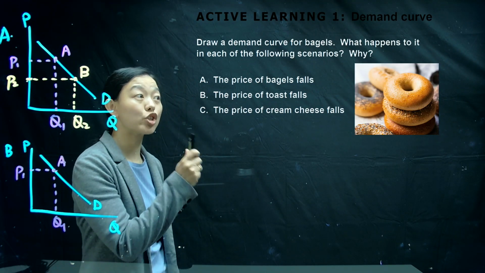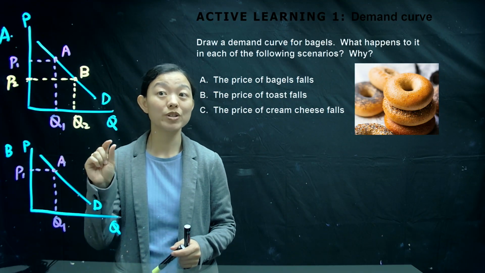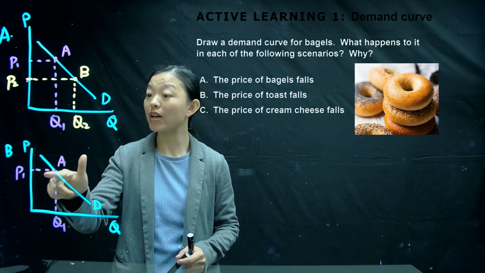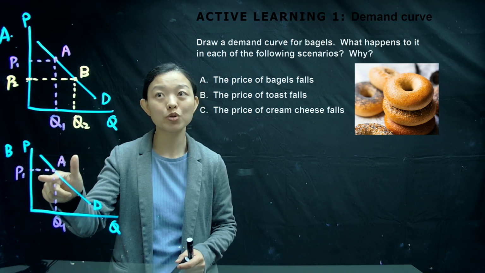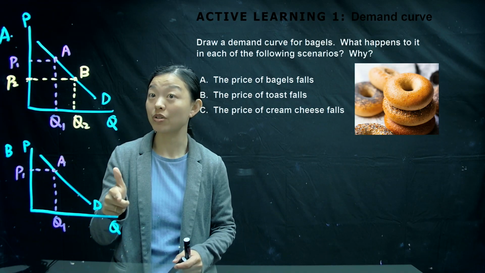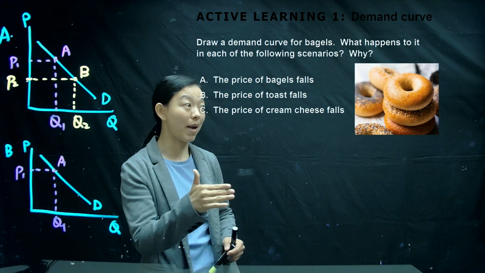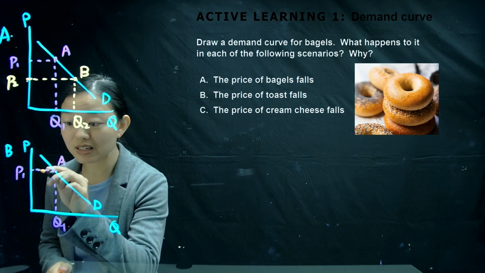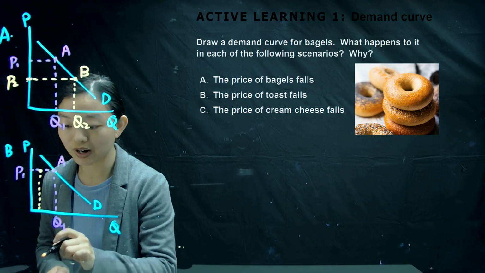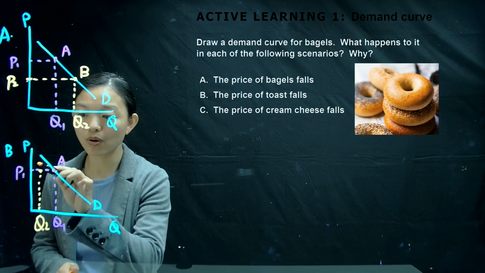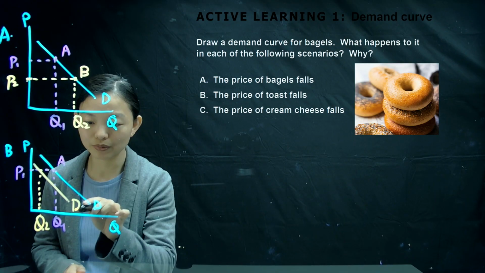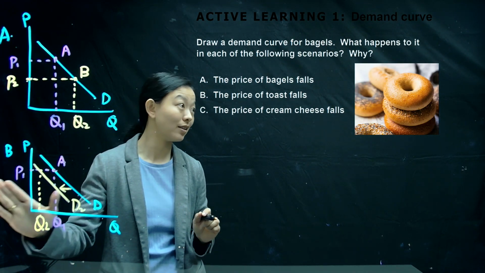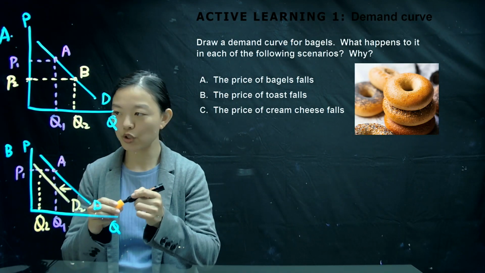So if toast becomes cheaper, first, consumers can buy more toast, right? And at the same time, even if bagel's price doesn't change, consumers' consumption of bagel will decrease, right? So it will decrease the demand for bagel. Then we would say at this point, even though bagel's price doesn't change, because of the toast price decrease, consumers now will buy fewer bagels. You will shift the demand curve to the left-hand side. Okay? Now let's look at the next one.